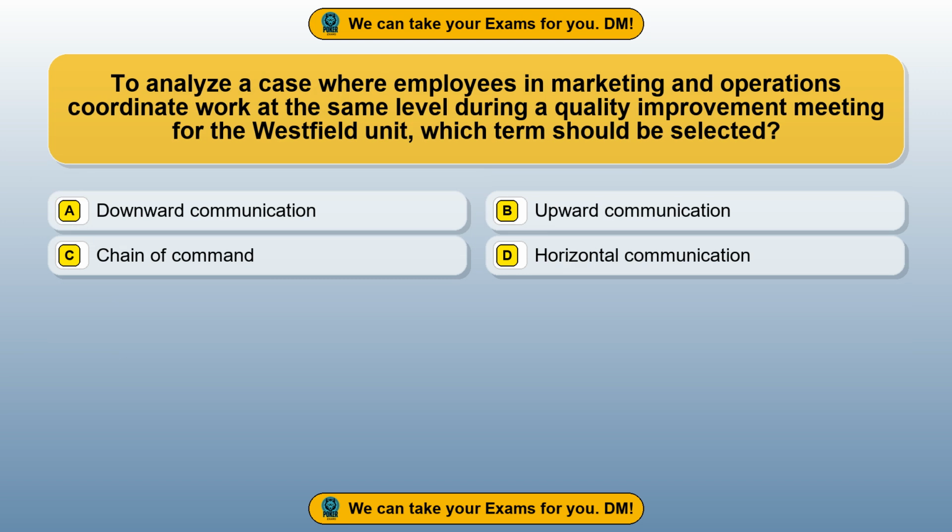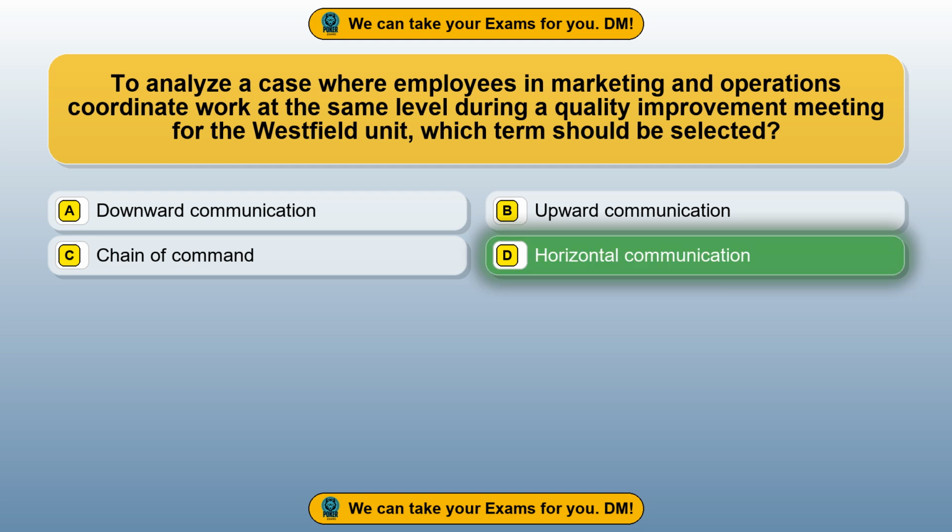Question 91. To analyze a case where employees in marketing and operations coordinate work at the same level during a quality improvement meeting for the Westfield unit, which term should be selected? Option A, downward communication. Option B, upward communication. Option C, chain of command. Option D, horizontal communication. The correct answer is option D, horizontal communication.